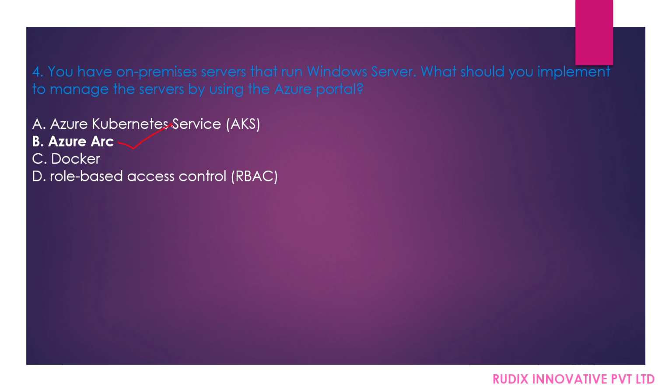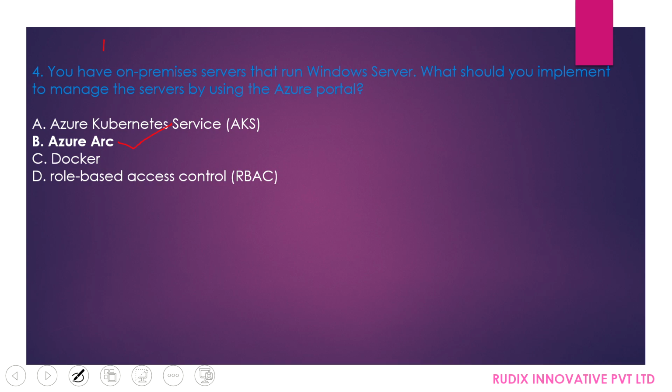Azure Arc enables you to extend Azure management and services to any infrastructure, including on-premises servers running Windows Server. By implementing Azure Arc, you can centrally manage and govern your on-premises servers using familiar Azure tools such as Azure Portal, Azure Resource Manager, Azure Policies, Azure Monitor. These allow you to leverage Azure capabilities for monitoring, security, automation, hybrid environment consistency, and efficiency in management practices.